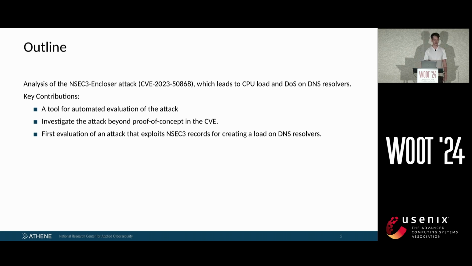So basically, in 2023, the CVE was registered with an attack that we coined the NSEC3 enclosure attack. That basically meant that they used a mechanic in the DNS that would lead to CPU load and subsequently to denial of service on DNS resolvers. Because we're interested in these kinds of topics, we wanted to develop a system to evaluate this attack, investigate whether we could actually improve the attack, make it worse, and do an evaluation of the exploit that tries to find out how we can actually achieve DoS on the DNS resolvers.